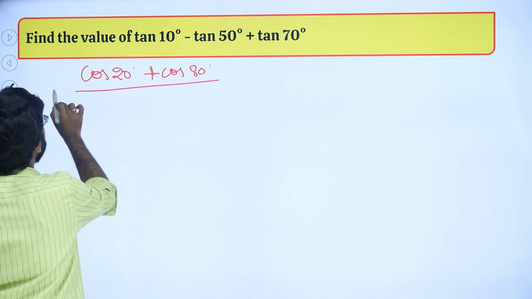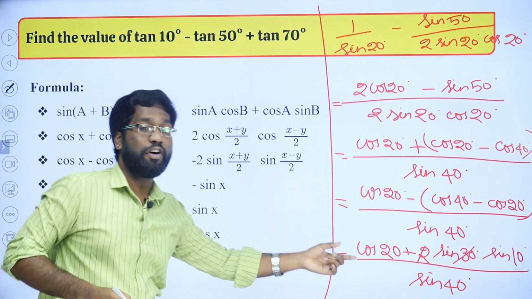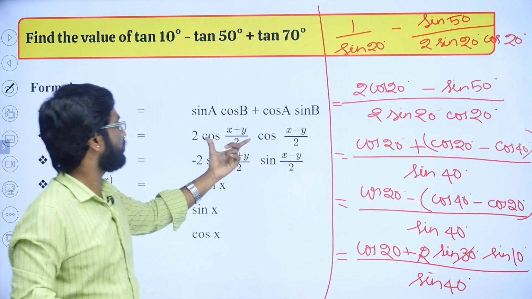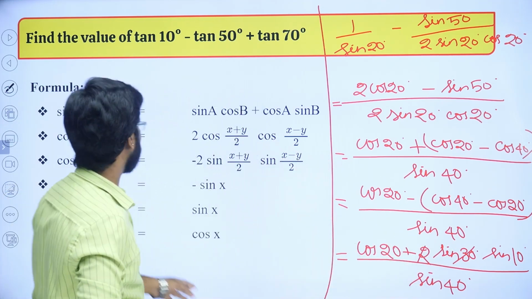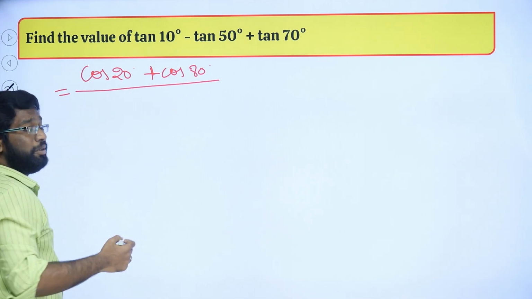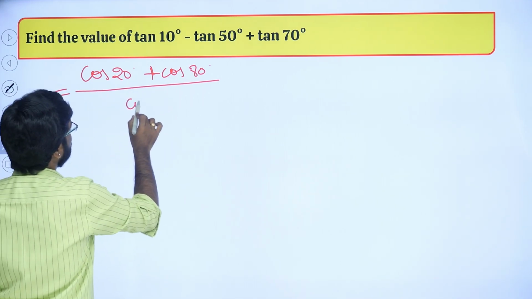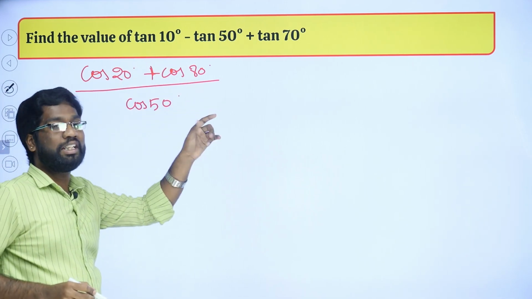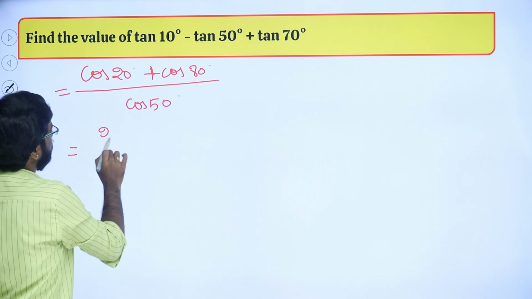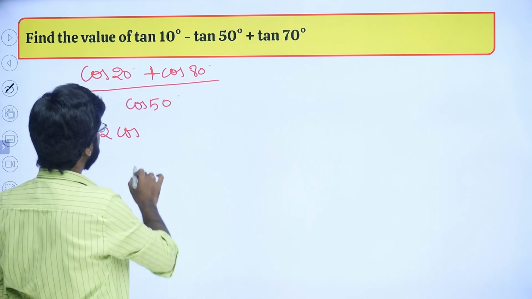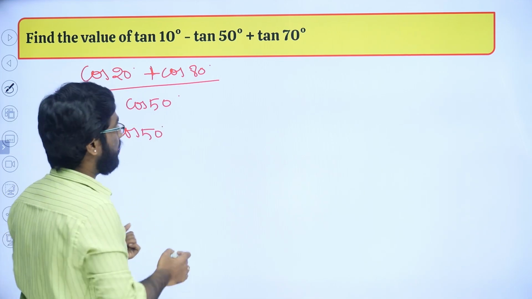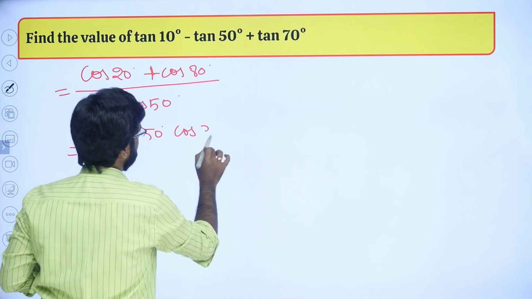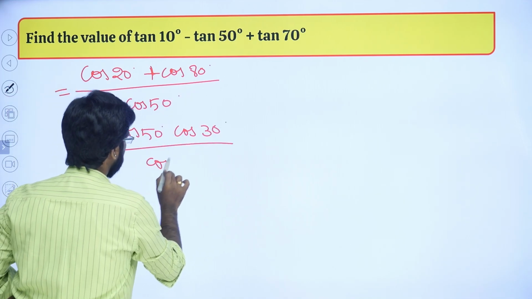Cos 80 degree divided by sin 40, which can also be converted into cos, my dear students, because my numerator is going to be cos because of this formula, so I am converting it also. So sin 40 means what, my dear students? Cos 50 degree. So now cos A plus cos B, cos x plus cos y, in this format it is there. So 2 cos of (x plus y) by 2, which means cos 50 degree, then cos of (x minus y) by 2, 80 minus 20, 60, 30 degree, divided by cos 50 degree.